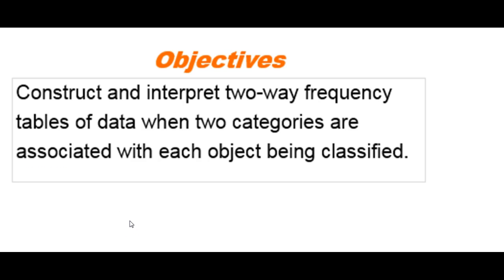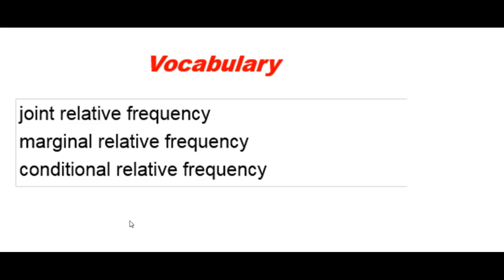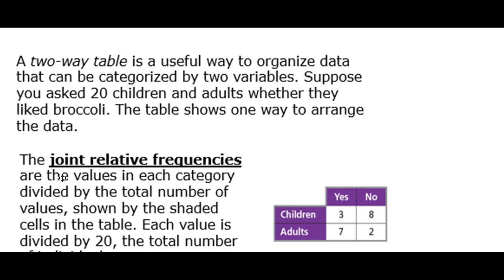So today we're going to construct and interpret two-way frequency tables of data when 2 categories are associated with each object being classified. Two-way frequency tables. So there are 3 types of frequency we're looking at. The first is joint relative frequency, second is marginal relative, and third is conditional. So make sure you understand the 3 types by the end of this lesson.